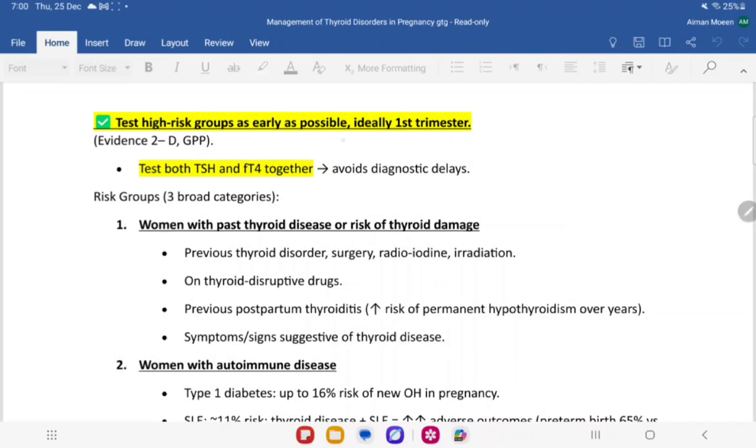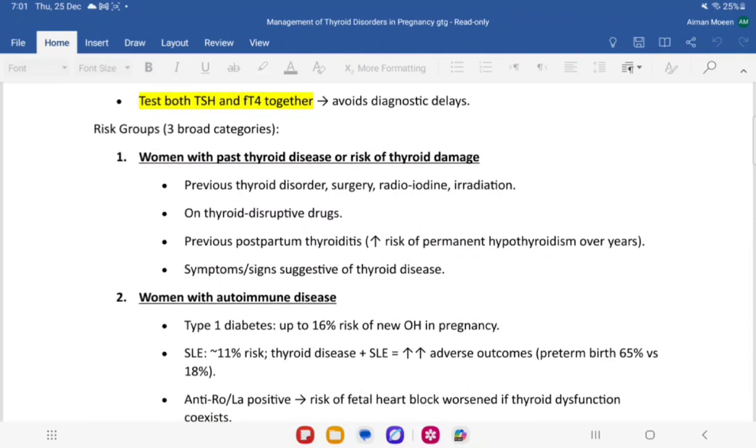So whenever you are testing these women, ideally by the first trimester, the one we discussed in the table, you should do the TSH and free T4 together. It's not that you do TSH now and on the next visit you do both, you should do them together. So there are three broad categories: a woman with a past thyroid disease or risk of thyroid damage, like she had previous radioiodine irradiation on thyroid, disrupted drug, any previous postpartum thyroiditis, because with the passage of time these women with postpartum thyroiditis are at increased risk of hypothyroidism over the years.